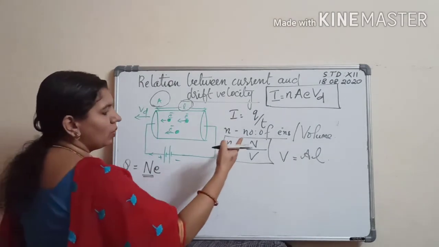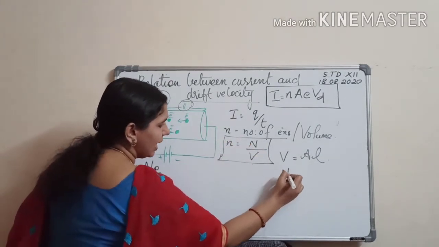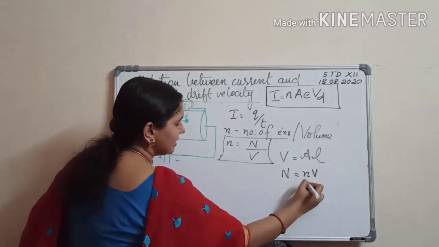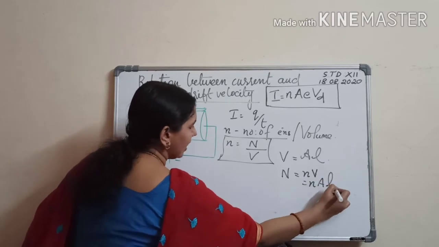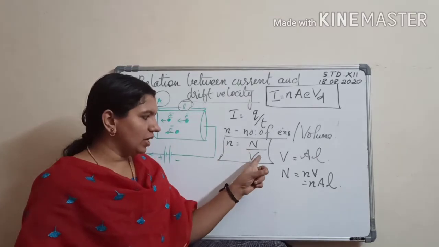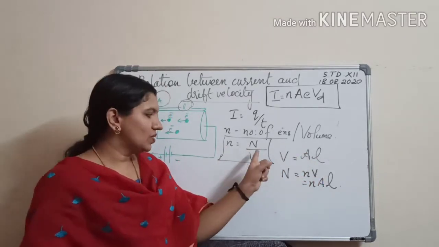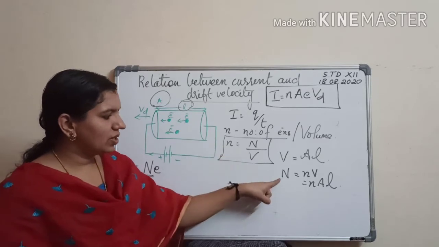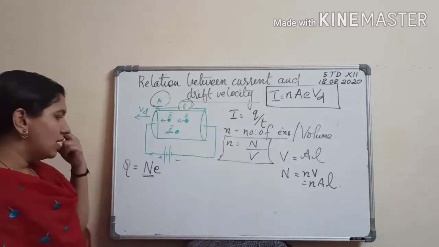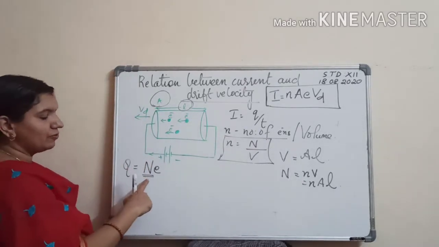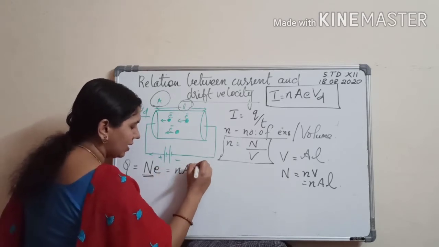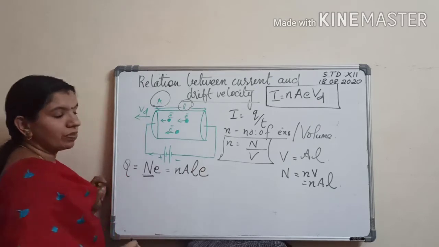Clear? Now what is N from this equation? N is equal to n into volume, which is nAL. This is clear: small n is capital N by V, and V is A into L. So substituting and cross multiplying, N is equal to nAL. This N is simply the number of electrons. So here I am going to substitute the value for capital N, so it will be nALe.